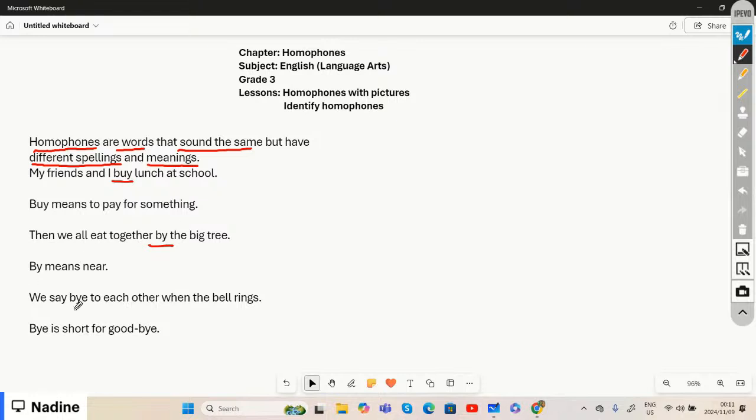And then the next one says, we say bye, which is B-Y-E, to each other when the bell rings. And this bye, B-Y-E, is short for saying goodbye.